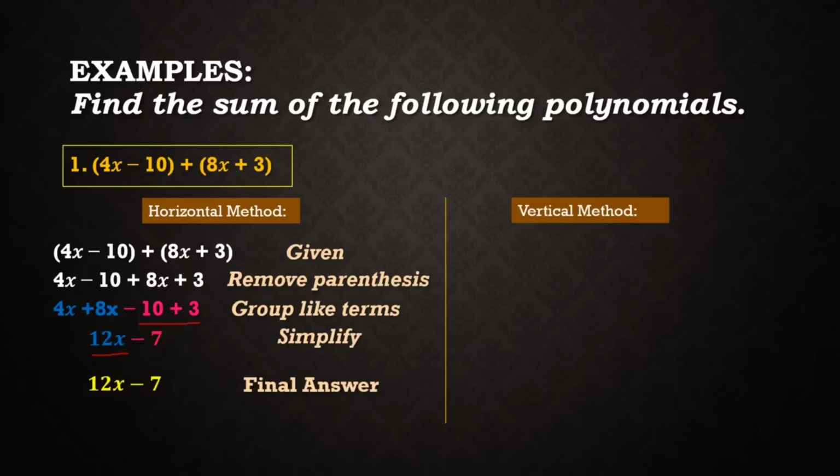The second method that we can use is the vertical method. So for this method, we just have to align the similar terms. As you can see, 4x and 8x are aligned, and the constants negative 10 and positive 3 are also aligned. Now we start by adding 4x plus 8x, that is equal to 12x, and negative 10 plus 3 is equal to negative 7. We came up with the same answer, which is 12x minus 7.